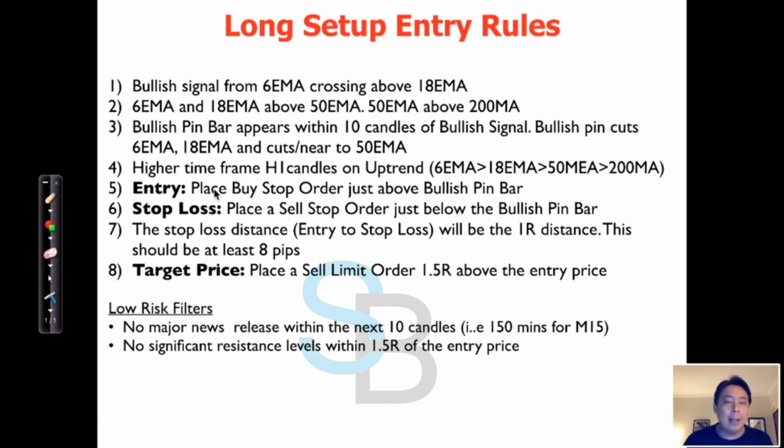I'm going to place a buy stop order just above the bullish pin bar. The stop loss order, which is a sell stop order, goes just below the bullish pin bar. The distance from the entry to the stop loss is 1R, so it should be at least 8 pips. And I place my target price 1.5R above the entry price.